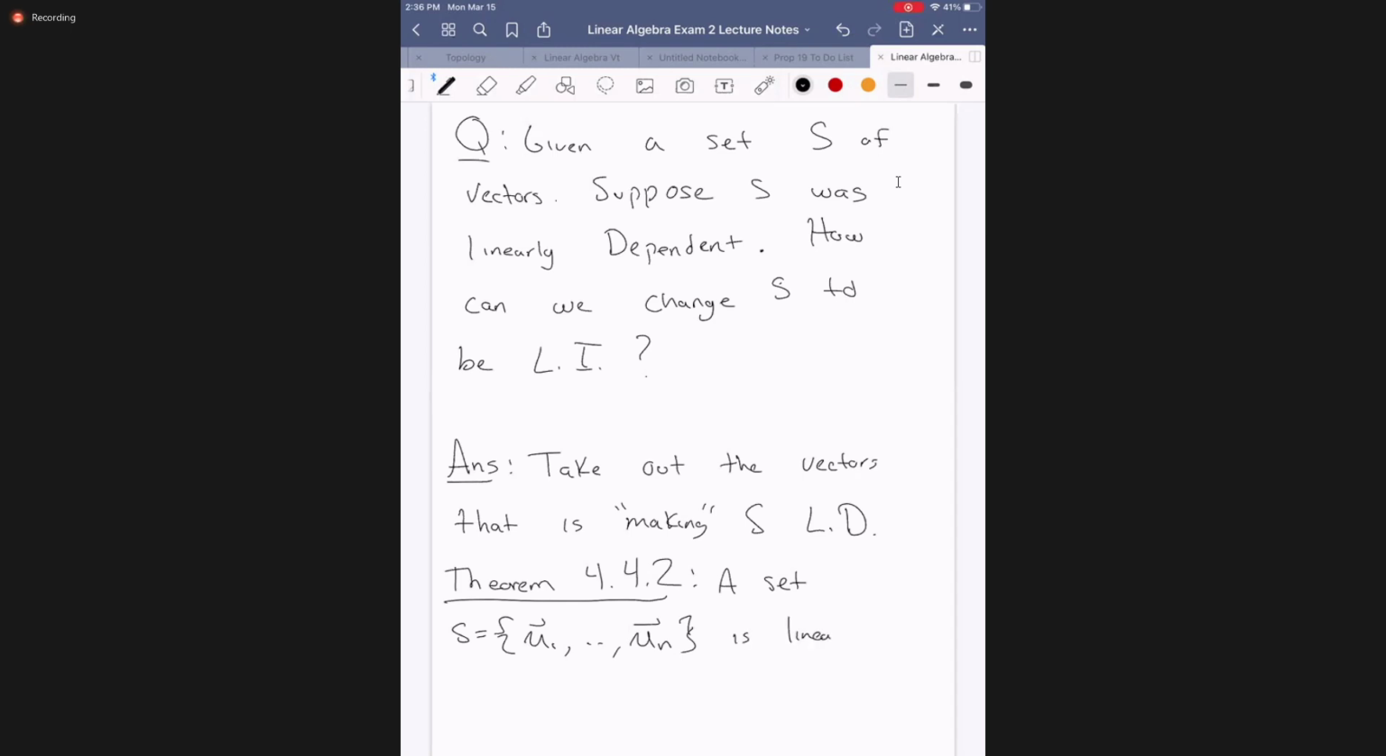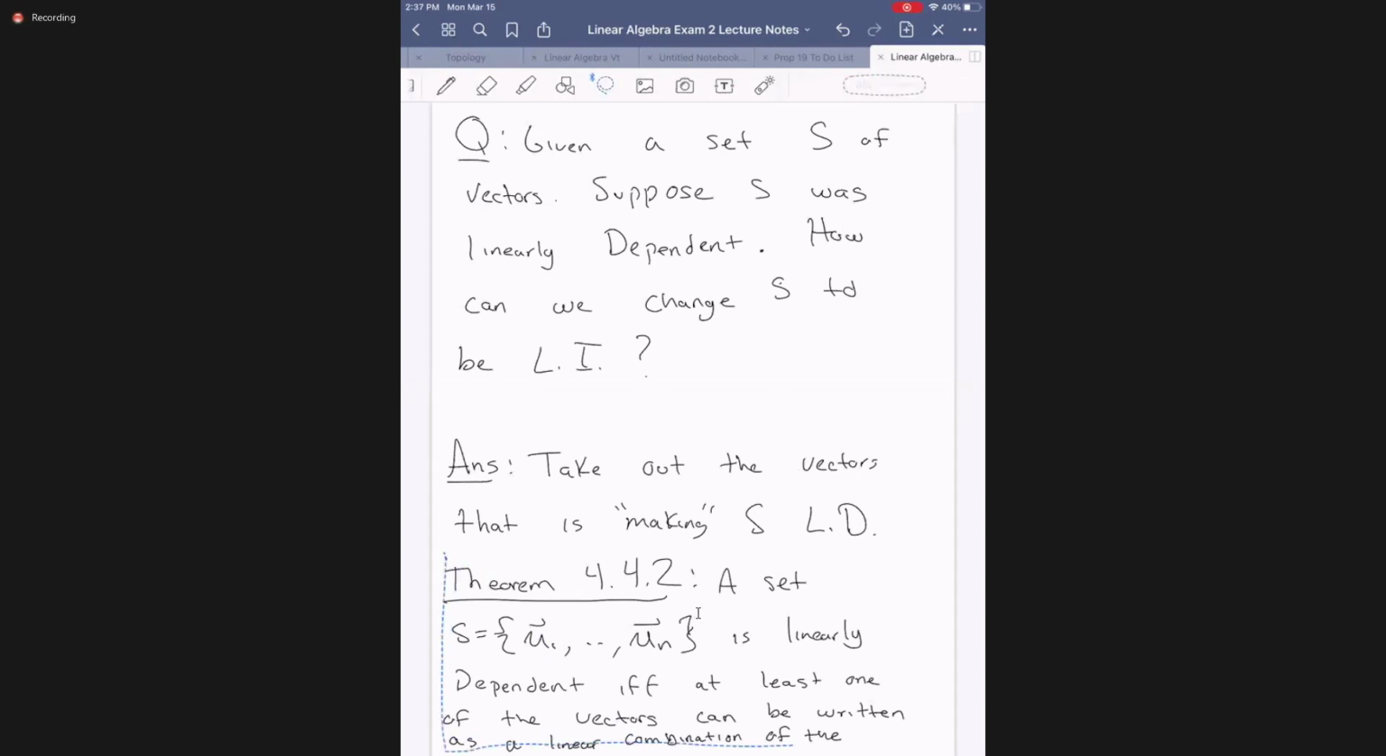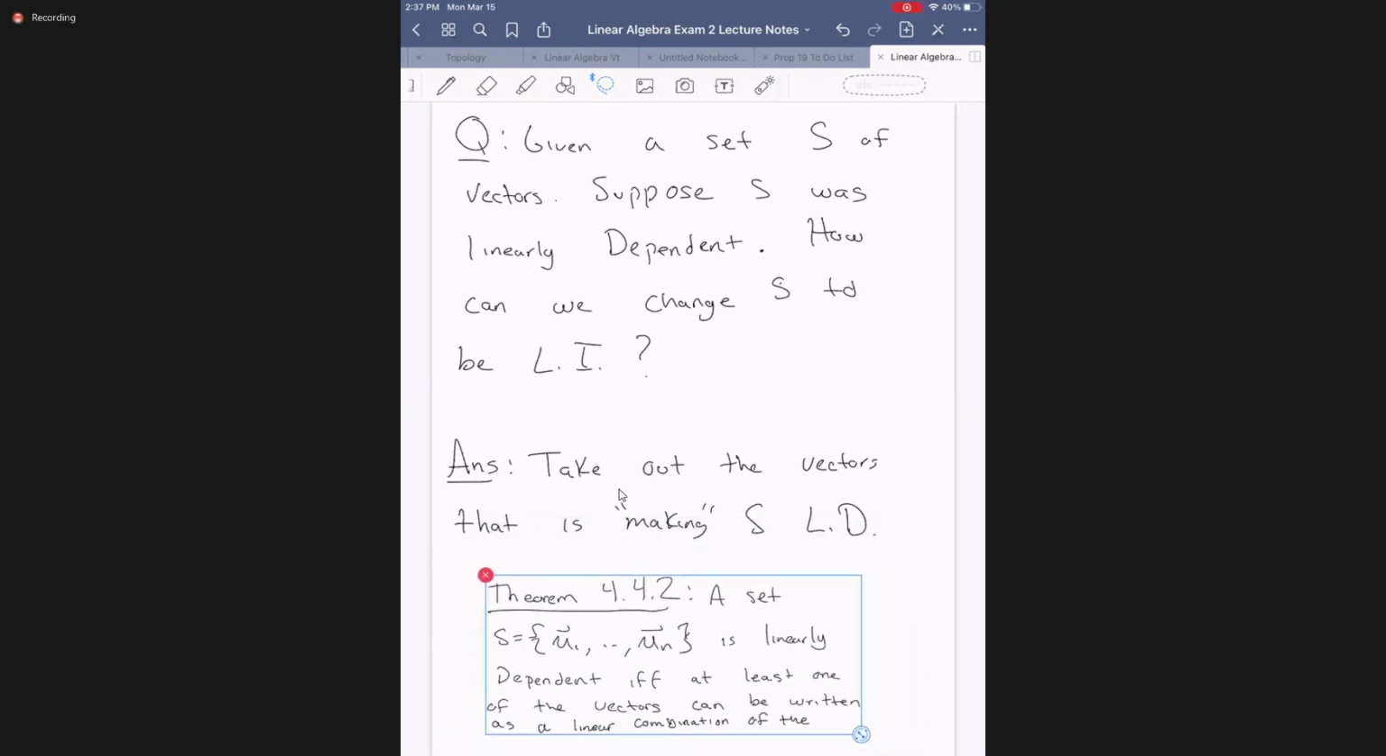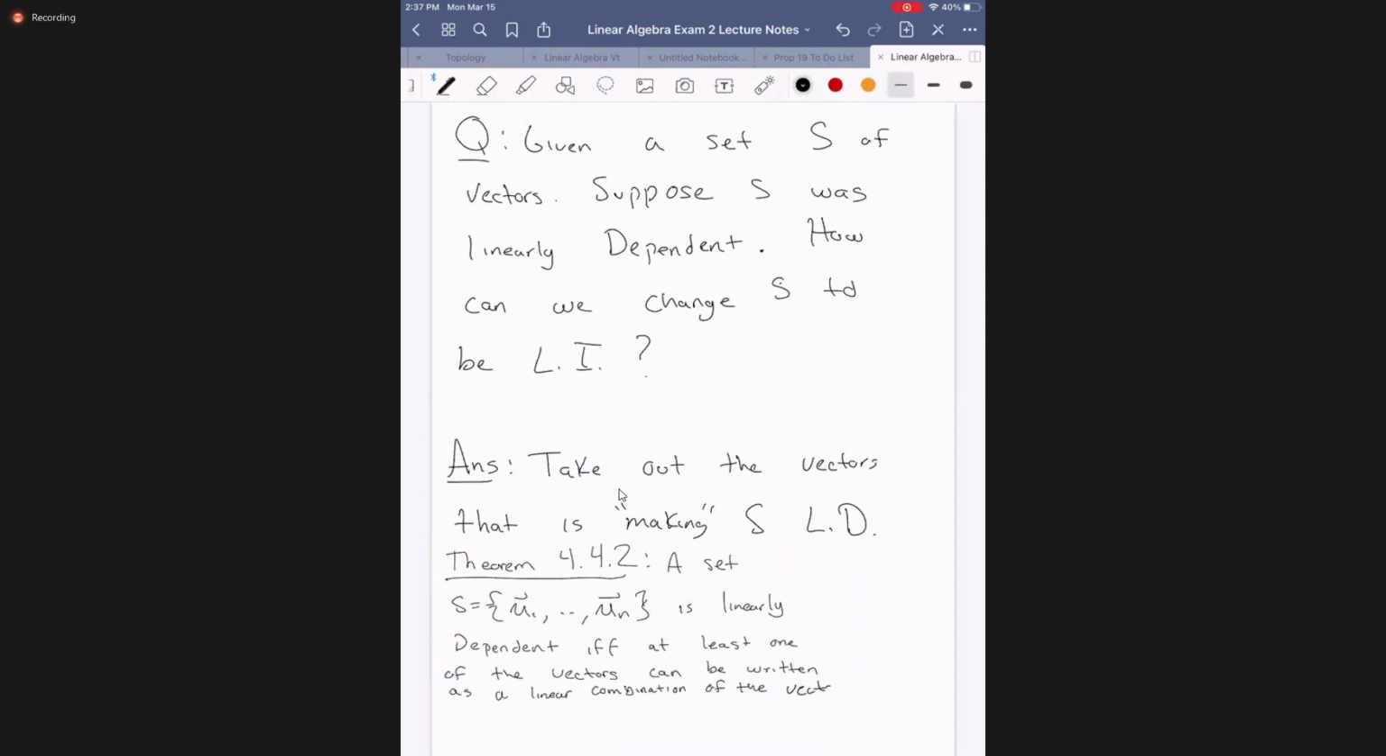So it is linearly dependent if and only if at least one of the vectors can be written as a linear combination of the other vectors in S. So let's just say you found out one of them, and you picked one of them, right? And then you found out it was written as a linear combination of the other.